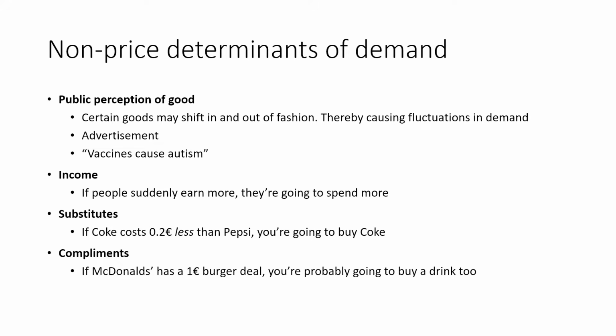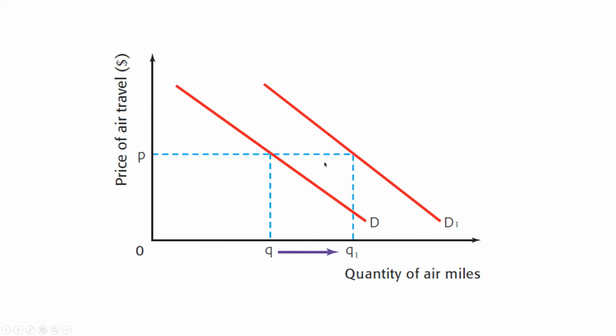It also changes with income. That's the income for the whole economy. So say if all people earned $5,000 more per year, they will spend more money because they feel richer, and this would cause a shift outwards in demand.